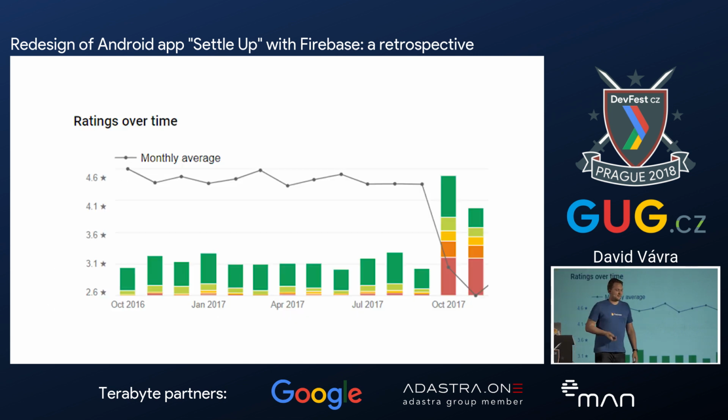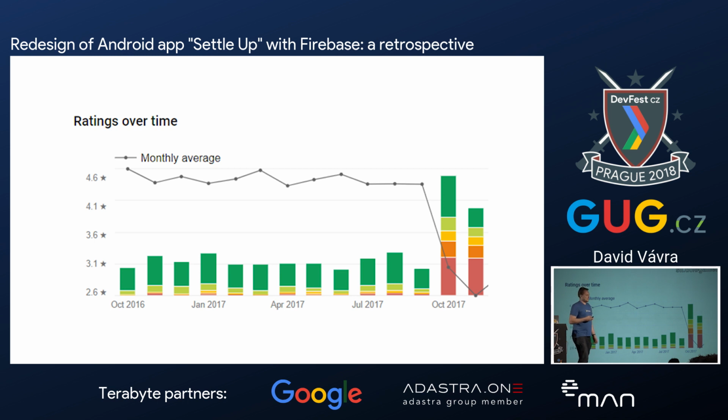And this happened. So it's an average rating on Google Play Store. The red are 1 stars. And it was like a shitstorm of terrible reviews and rant emails. We got hit pretty hard.